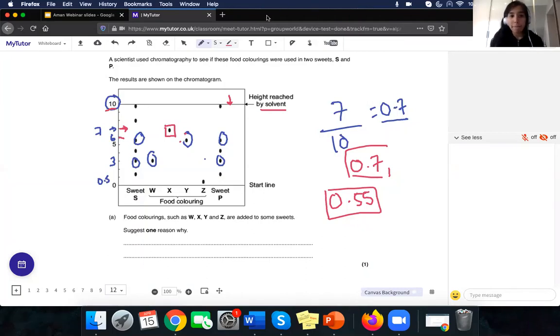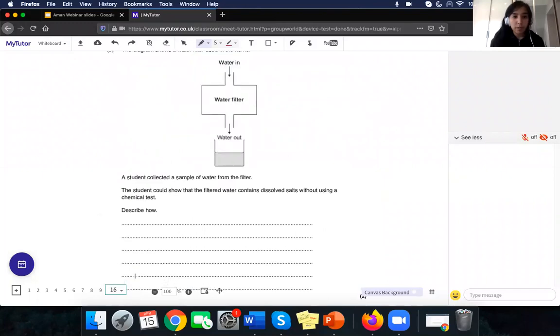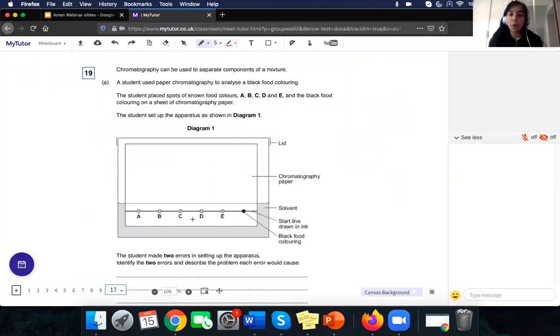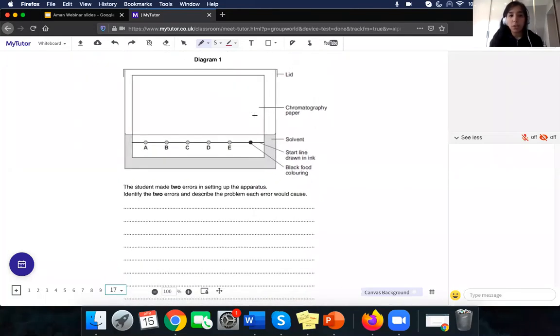Great, and while we wait for some more questions to come in, can we do another paper question, please? Yep, that's absolutely fine. Chromatography can be used to separate components of a mixture. A student used paper chromatography to analyze a black food coloring. The student placed spots of known food colors A, B, C, D, and E and the black food coloring on a sheet of chromatography paper. The student set up the apparatus as shown in diagram 1. The student made 2 errors in setting up the apparatus. Identify the 2 errors and describe the problem each error would cause. Can anyone see any errors in the apparatus on the screen?